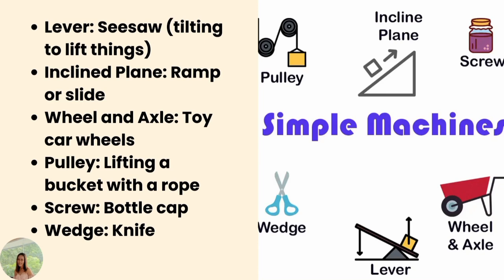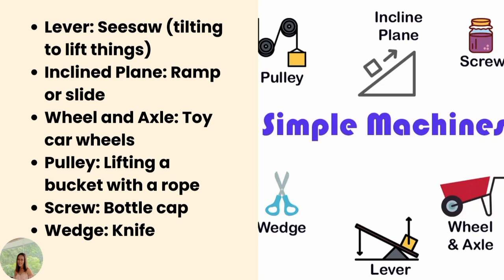Wheel and axle. What is it? A wheel and axle helps things roll. The wheel turns around the axle to make it easy to move stuff. Example, when you roll a toy car, the wheels turn around and help it go. That's the wheel and axle working.